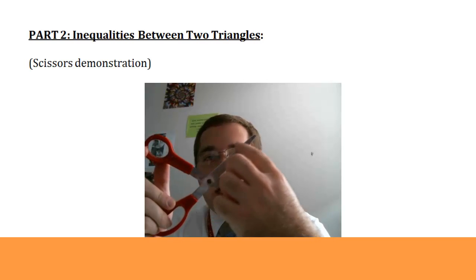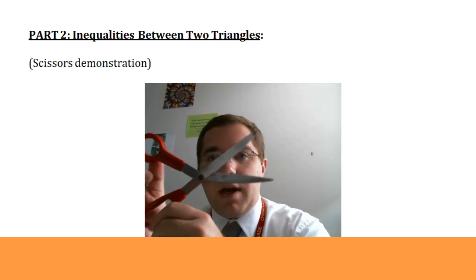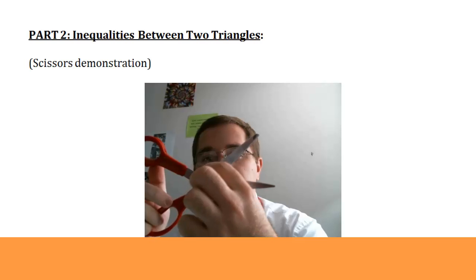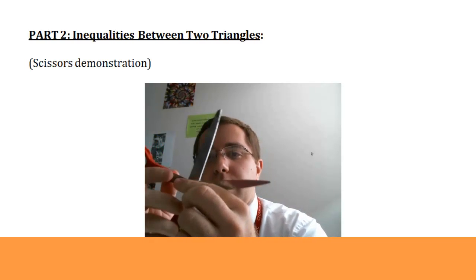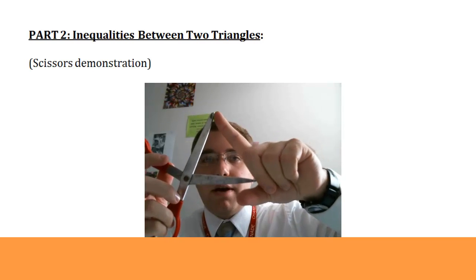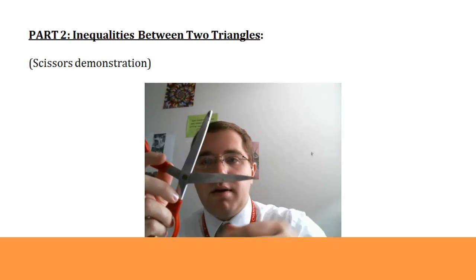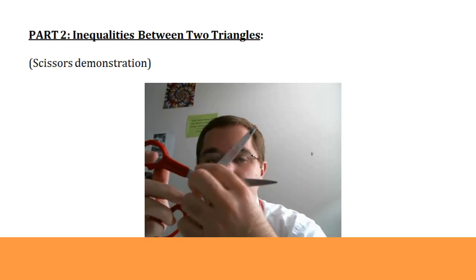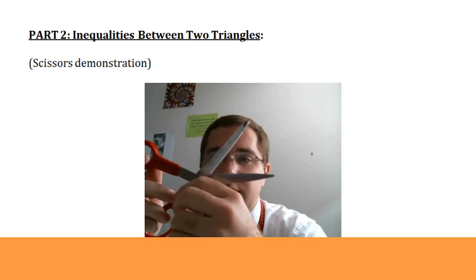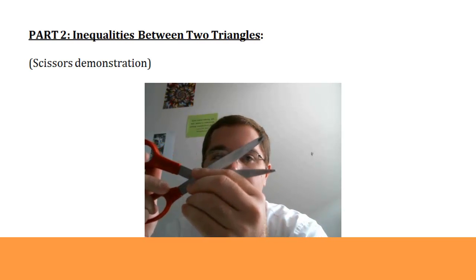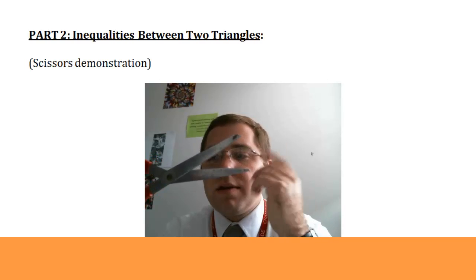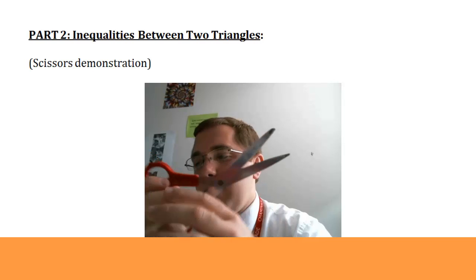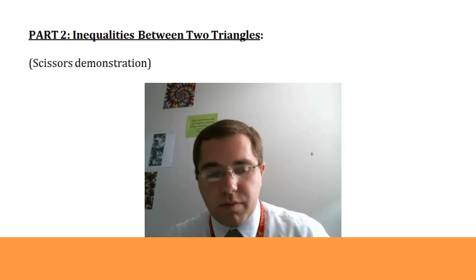These blades aren't changing length if I change the angle of the scissors. The outside of the blades stays the same. So if I have a bigger angle that they make, they trace out a bigger third side. If I take those two same blade lengths and shrink the angle that they make, they trace out a smaller opposite side. That's exactly the idea behind our first theorem here.